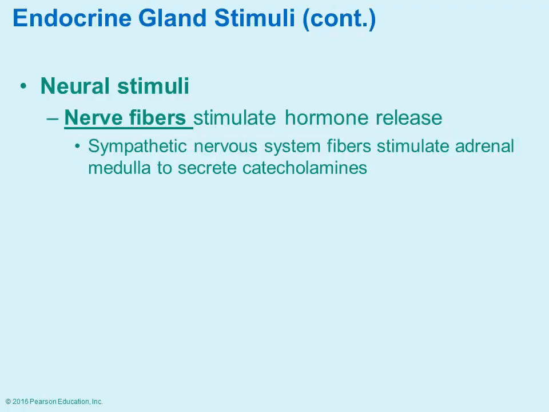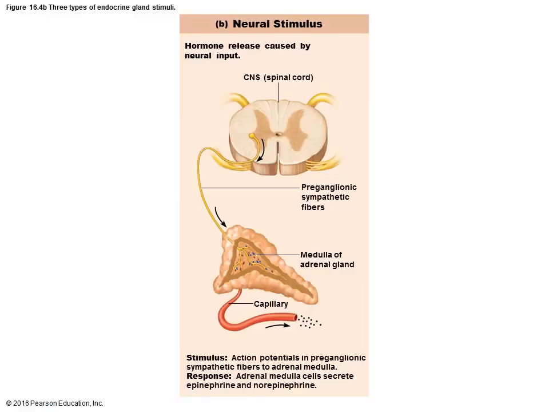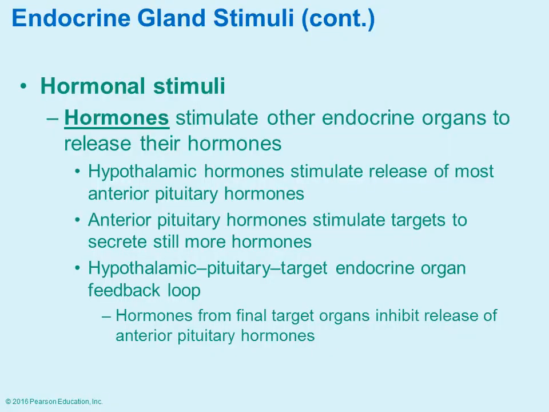Neural stimuli is when you have nerve fibers that are stimulating the release. It's oftentimes the sympathetic nervous system, such as with the adrenal gland, which it will stimulate to release the epinephrine and norepinephrine that are located in the adrenal gland. So that is going to be stimulated by the nervous system.